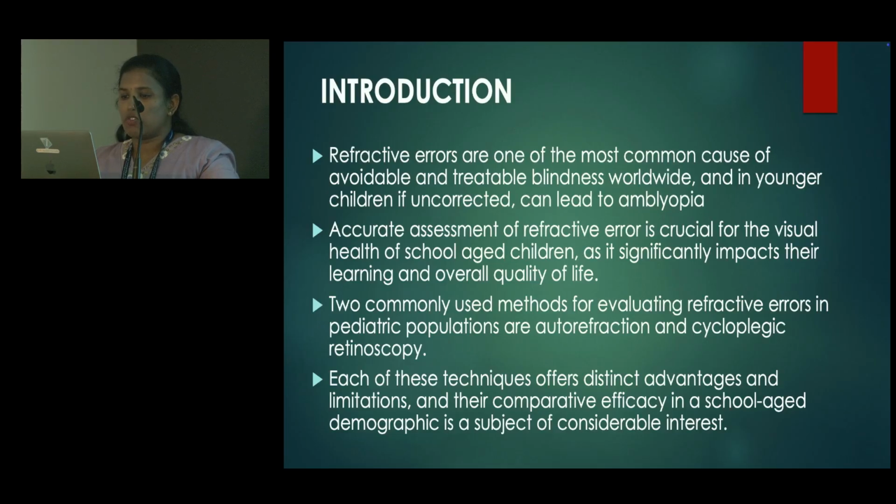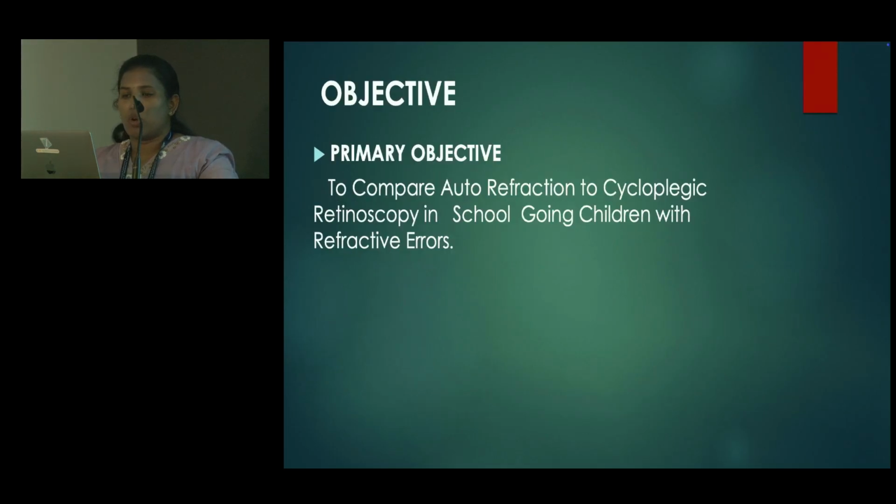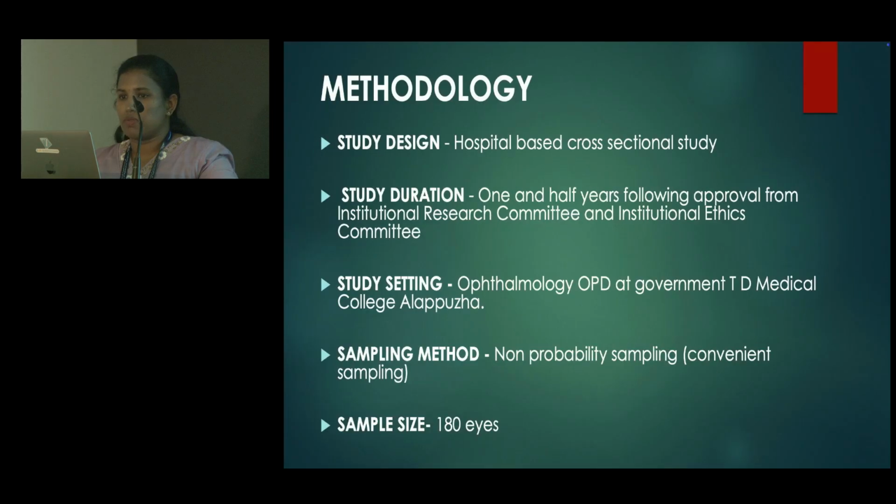Two commonly used methods for evaluating refractive errors in pediatric populations are autorefraction and cycloplegic retinoscopy. Each of these techniques offers distinct advantages and limitations, and their comparative efficacy in a school-aged demographic is a subject of considerable interest. My objective is to compare autorefraction to cycloplegic retinoscopy in school-going children with refractive errors.